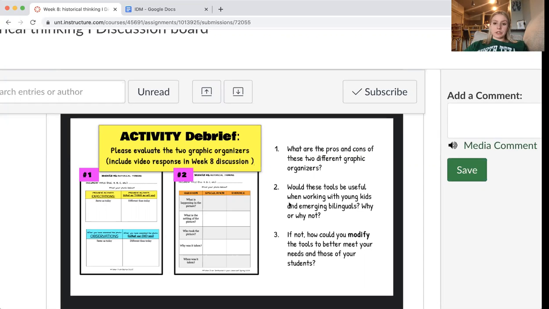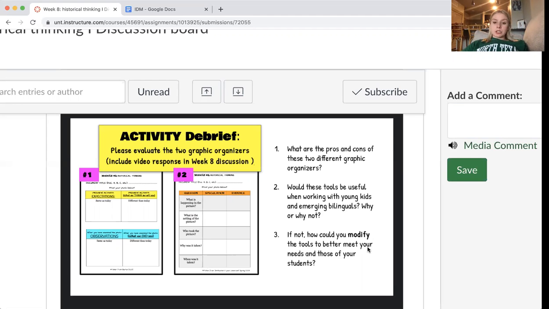And for question number two, would these tools be useful when working with young kids and emerging bilinguals? Why or why not? I definitely think that number one would be great for those younger kids and emerging bilinguals because it is more simplified than the graphic organizer number two. I think number two would probably end up being too much and become very overwhelming for those students, while I think number one keeps it simple but to the point of the activity.